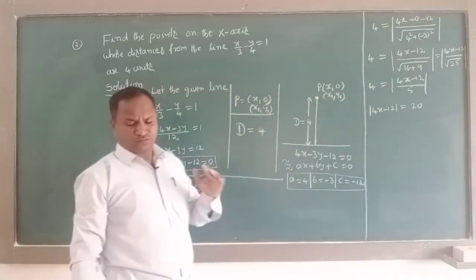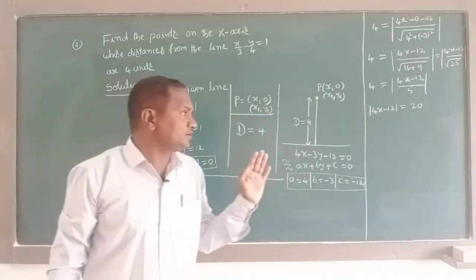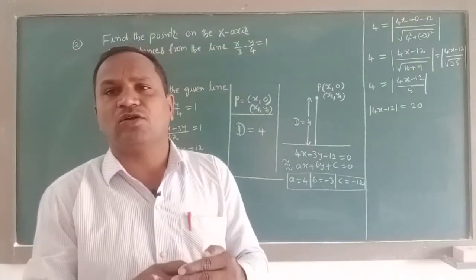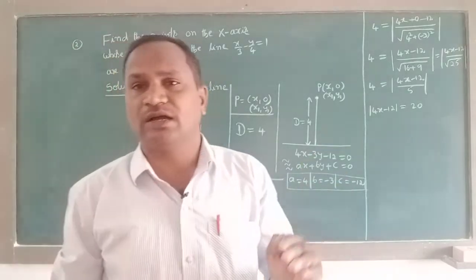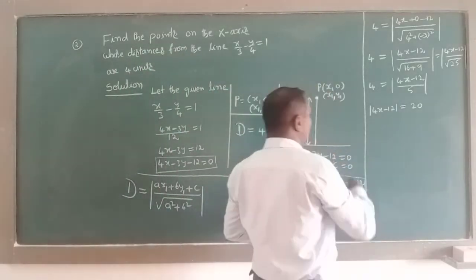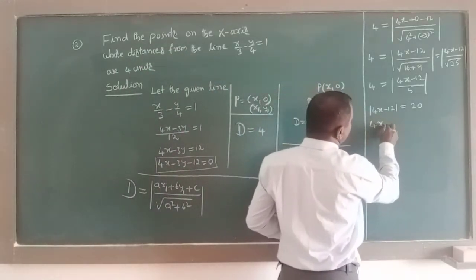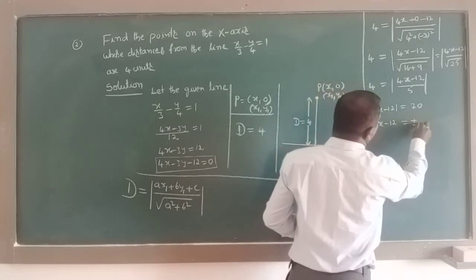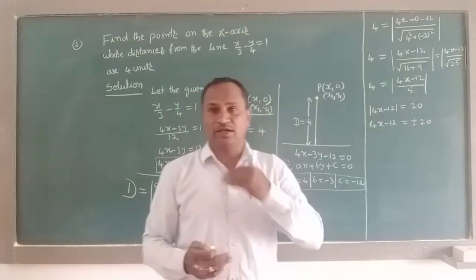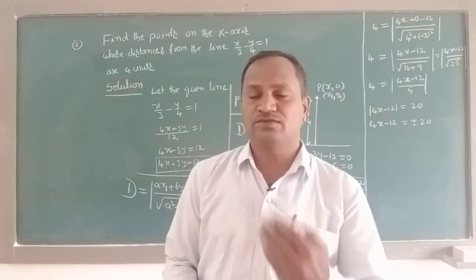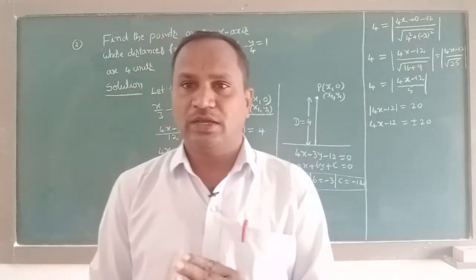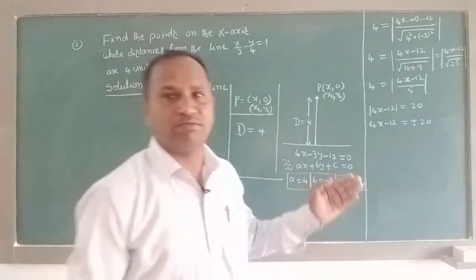Just here modulus is there. The left hand side part is under modulus. If you remove the modulus, then the RHS part becomes plus or minus 20. That's why in both cases we are going to get the value of x. In case 1, we equate to plus 20, and in case 2 we equate to minus 20. I will show this.